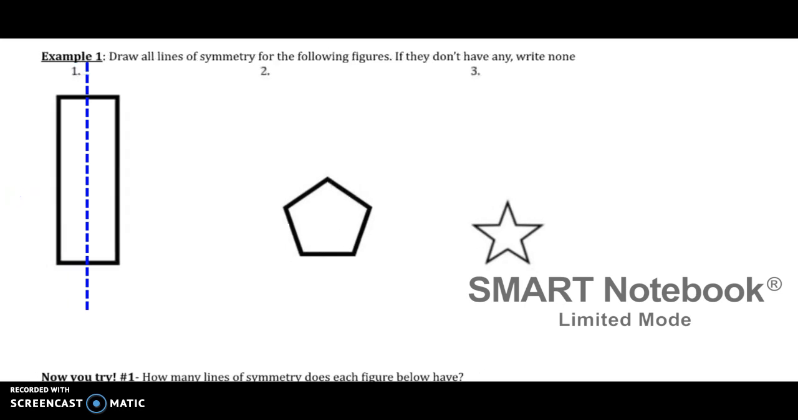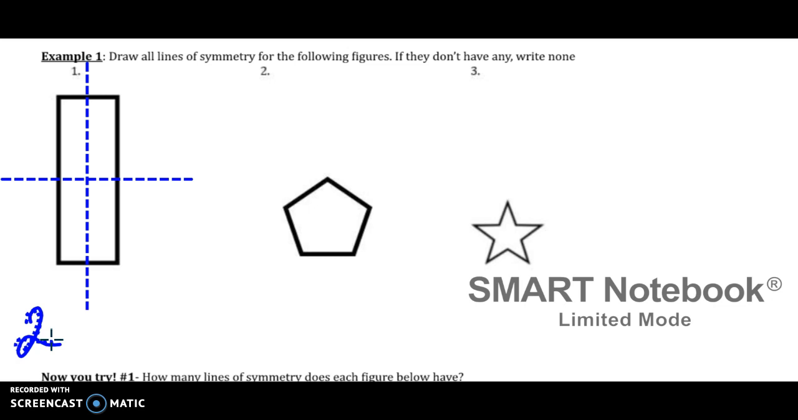Oops. Okay, so our first example has 2. For some reason that's not coming out right. 2 lines of symmetry. Okay, let's take a look at this pentagon.